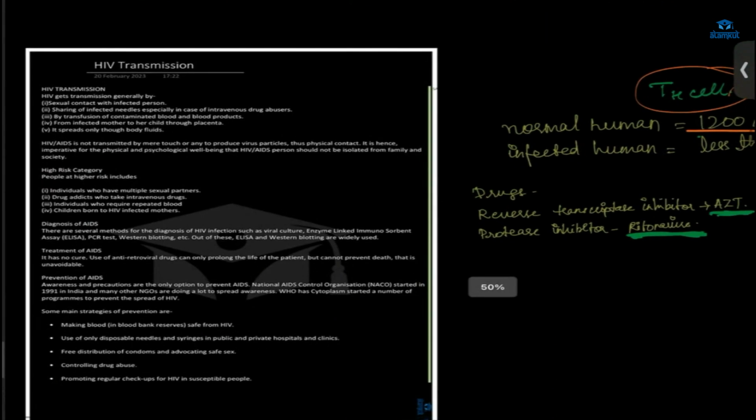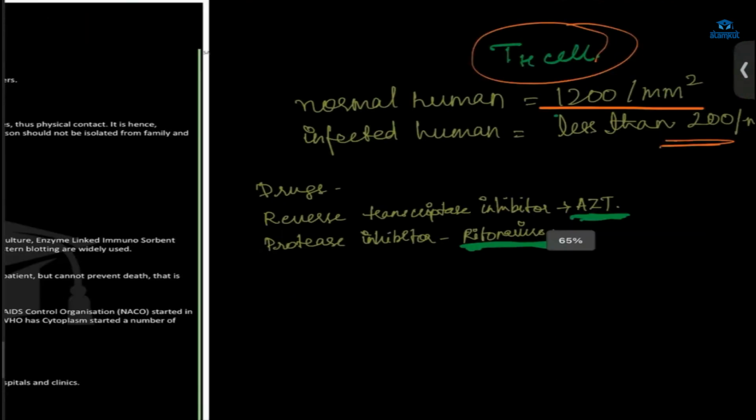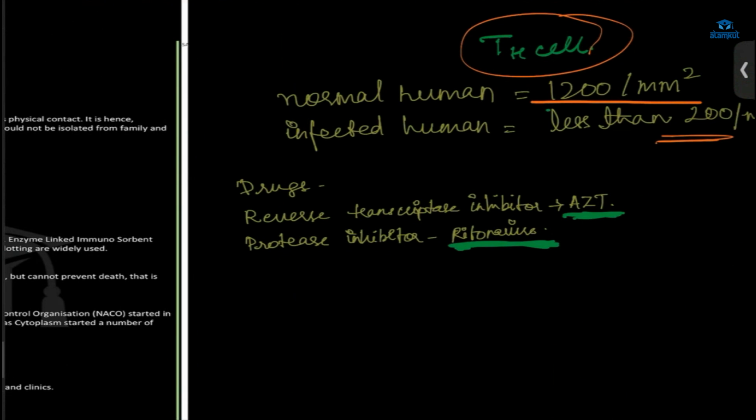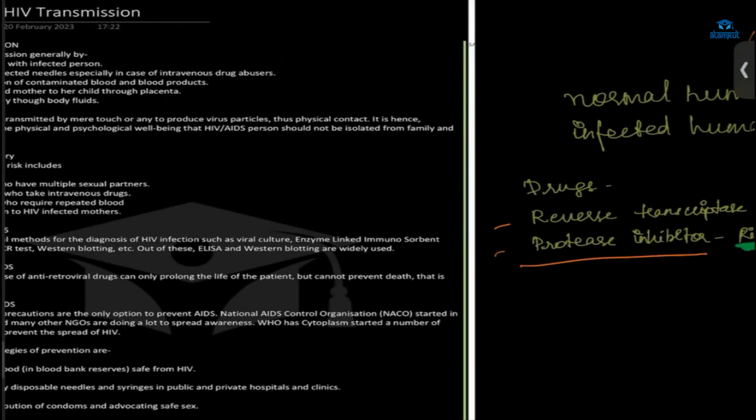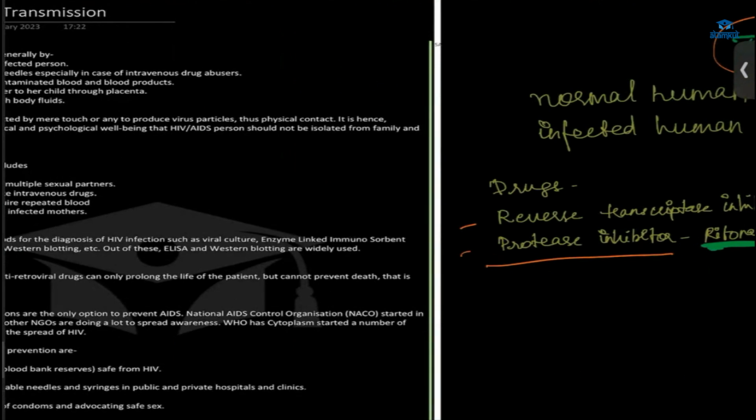Now there are drugs used. Reverse transcriptase inhibitor AZT, it inhibits the reverse transcriptase, and protease inhibitor ritonavir. These two somewhat control it, but the permanent cure is not there. For some persons it will be effective, for others it is not effective. We can prolong the life of an HIV patient, but we cannot completely cure it.